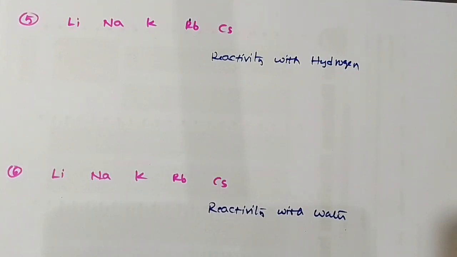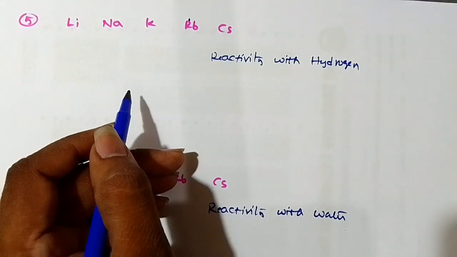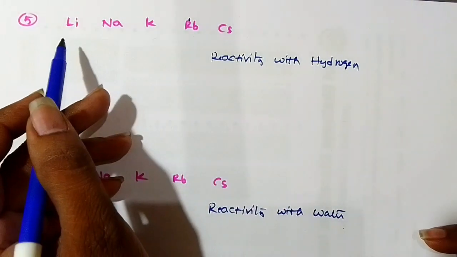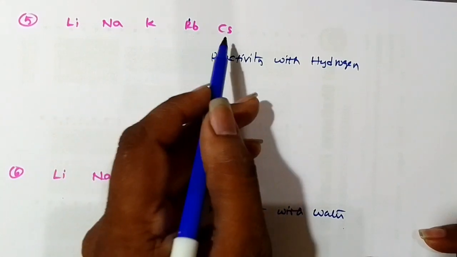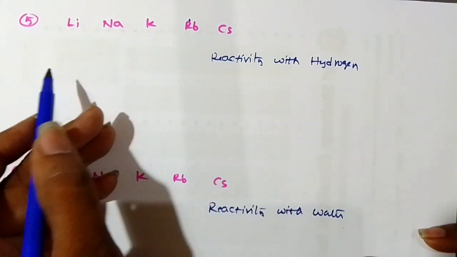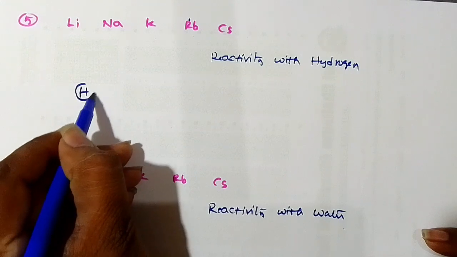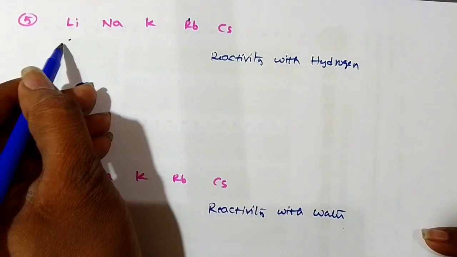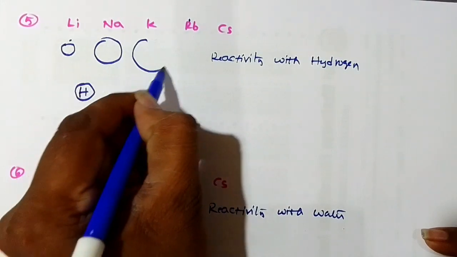Now coming to question number 5. Next trend is reactivity with hydrogen. Already we know that hydrogen can react with first group elements to form lithium hydride, sodium hydride, potassium hydride, rubidium hydride, cesium hydride. Already we know that the size of hydrogen is very small. When we are moving from lithium to sodium, the size is increasing.